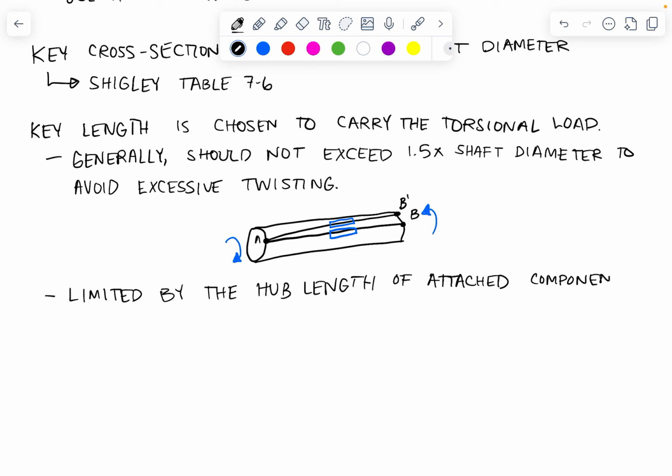Okay, so the whole point of a key is to attach a hub to a shaft. So if the key is not in contact with the hub, then it's not really achieving that goal. So it really doesn't help us in making that connection to have a key that is longer than the hub length.